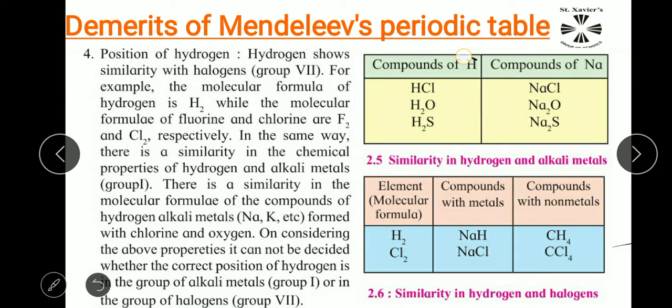Friends, in this table, the compounds of hydrogen are compared with the compounds of sodium, students. When hydrogen reacts with chlorine, hydrogen chloride, HCl, is formed. In the same way, when sodium reacts, NaCl is formed. When hydrogen reacts with oxygen, H2O is formed. In the same way, when sodium reacts, Na2O is formed. H2S is formed, and in the same way Na2S is formed when sulfur reacts with hydrogen and sodium.